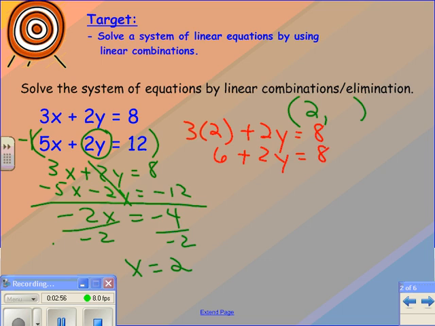Now I need to get my constants on one side, so I'm going to subtract 6 from both sides, and that gives me 2y equals 2, which it's easy to find out what y is by dividing both sides by 2, and that gives me a value of 1 for y. So my solution to this system of equations is 2, 1.